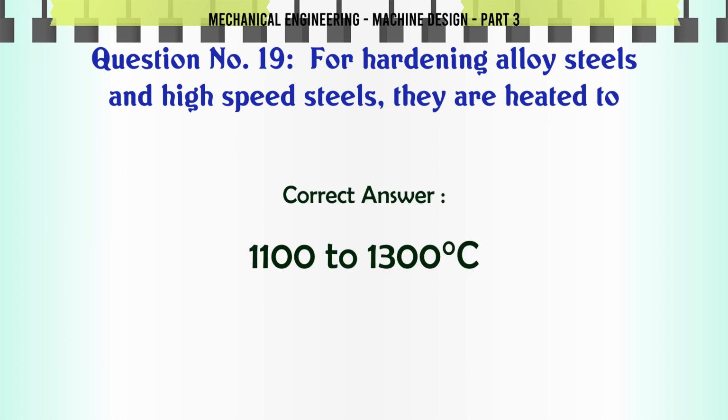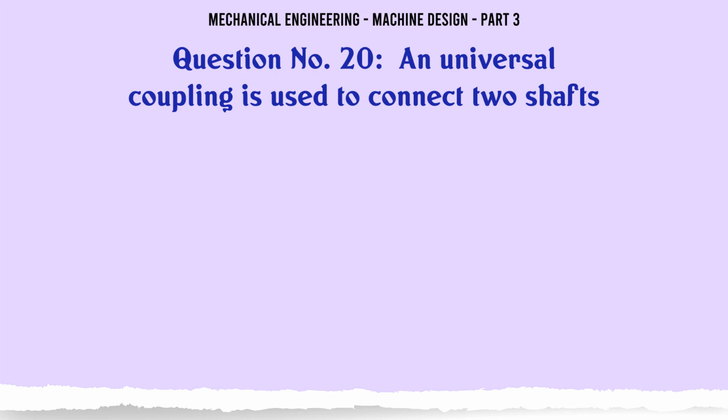For hardening alloy steels and high-speed steels, they are heated to A. 500 to 600 C, B. 700 to 900 C, C. 1100 to 1300 C, D. 1300 to 1500 C. The correct answer is 1100 to 1300 C.